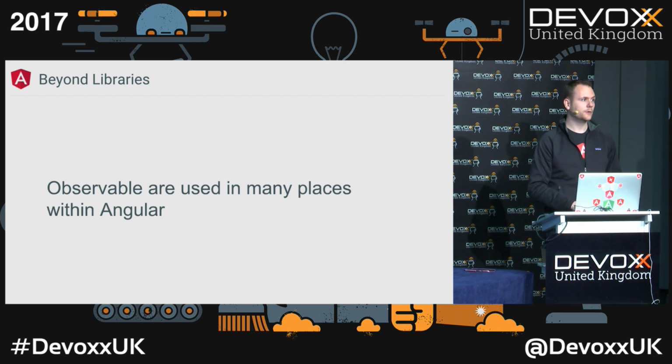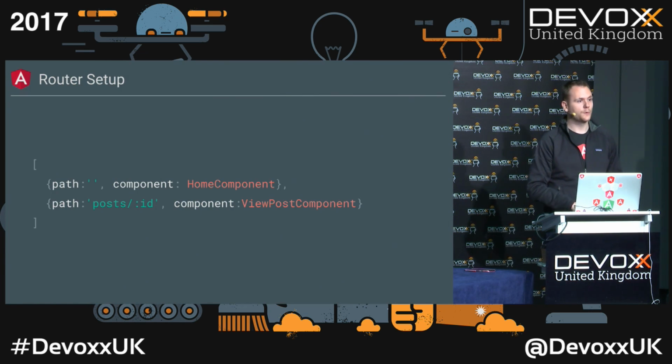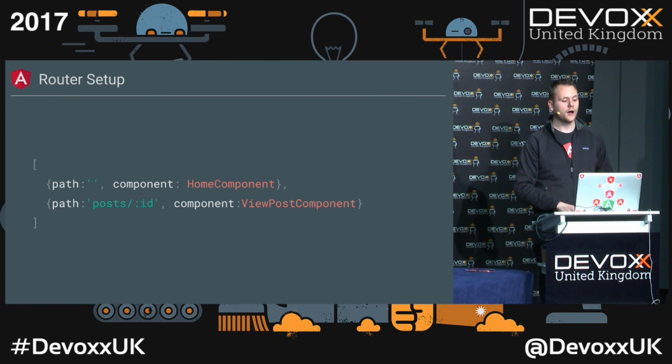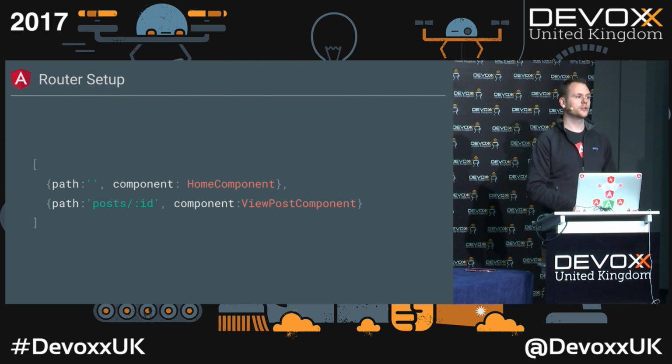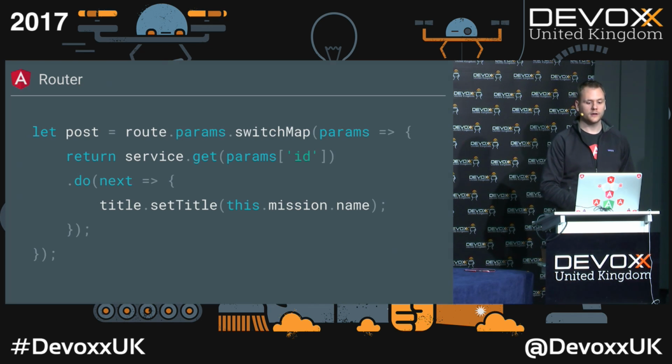But it's really beyond libraries. We've actually baked RxJS into several places within the core of Angular. The first place I want to talk about is the router. If we think about a sample application where we maybe have two routes, a default route that goes to our home component, and then a route where, if the user goes to posts/42, that will pull up our view post component for rendering that item.